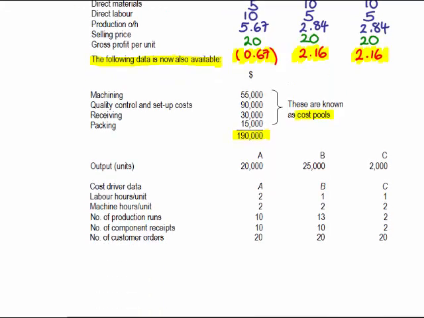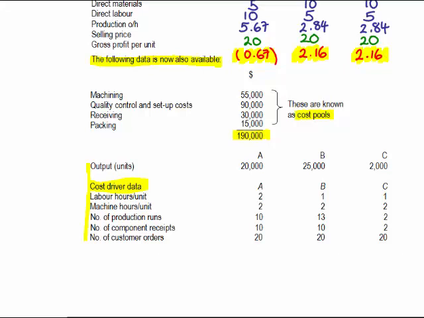What we're also given is some other data. So cost driver data relating to each of these 3 products is the labour hours per unit, which we had already. We've also got machine hours, the number of production runs, the number of component receipts, and the number of customer orders. So our first job is going to be to come up with an overhead absorption rate for each of the cost pools. And for doing that, we have to actually decide what cost driver goes with which cost pool.